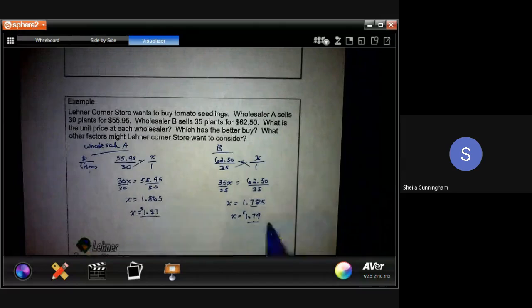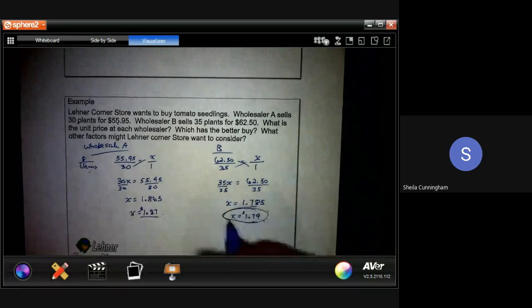So clearly, in this instance, these are the unit prices. So this is per tomato seedling, which has the better buy? Well, in this instance, B has a better buy.